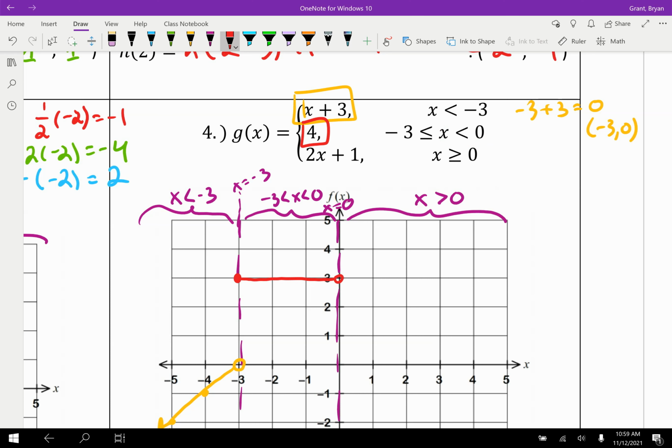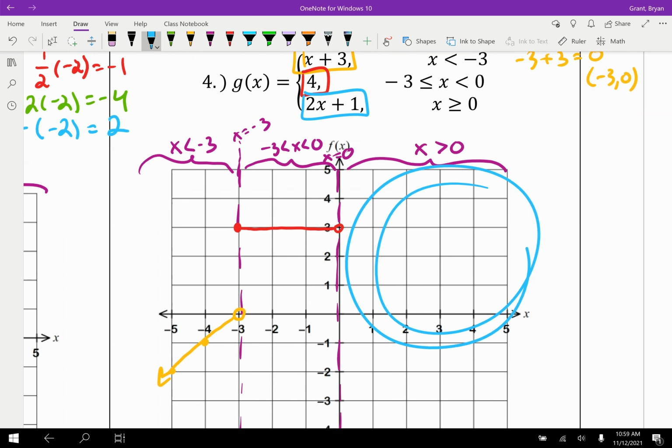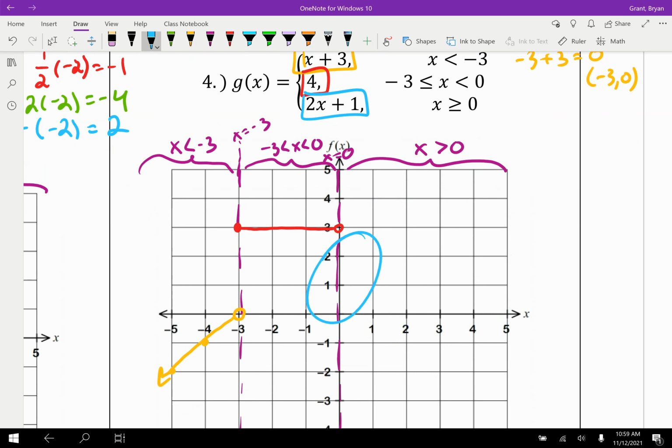And then we move on. Last one we'll do in blue, 2x plus 1 only works for x is greater than or equal to 0. That's this region. We start by substituting in 0 to see what happens at that divider. 2 times 0 plus 1 is 1. So when I inputted 0, the output was 1. 0 comma 1 is here. And this is a closed circle because of the equals.